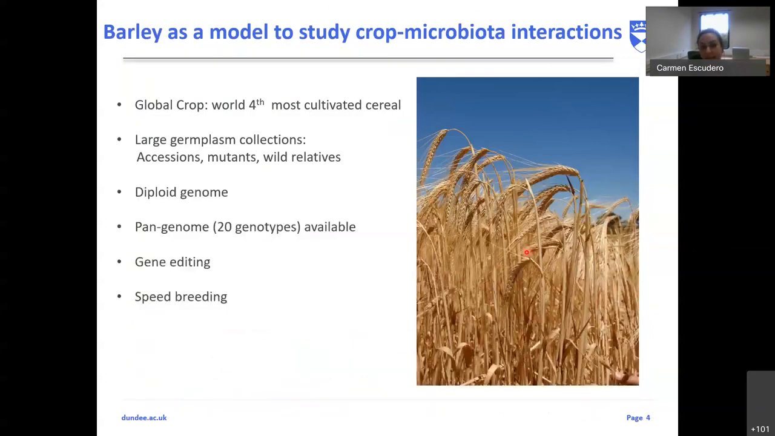So in this project, we are using barley as a model to study crop microbiota interactions. Barley is widely cultivated. We have a lot of genetic resources, such as accessions, mutants, and wild relatives that are very important for this project, since we can cross them with elite varieties. We have a diploid genome, and recently the pan-genome has become available, so 20 genotypes' genomes are available. We can apply gene editing to study gene function and speed breeding to shorten the generation life cycle.